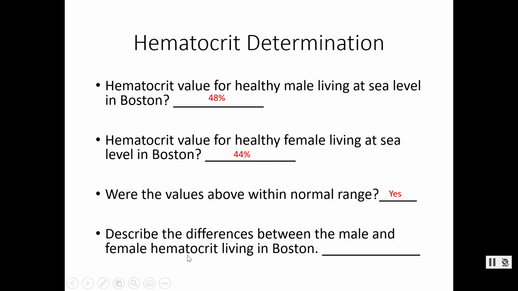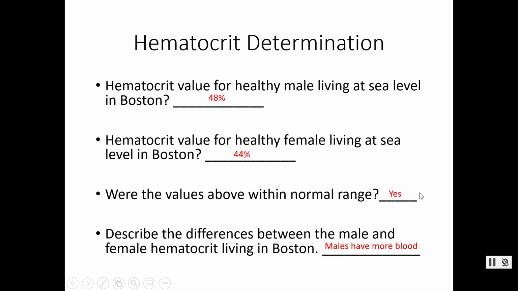And our last statement here just says describe the differences. So why is the male percent a little bit higher than the female percent? One of the main reasons is that males tend to physically have more blood in their bodies than females. So if you physically have more red cells in your body, then your percent hematocrit would be a little bit higher. Check your notes for the normal ranges for hematocrit for both males and females.